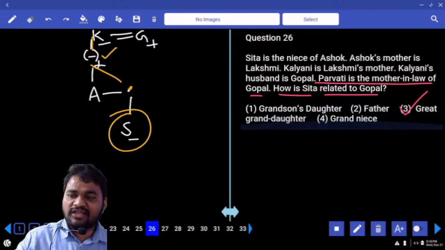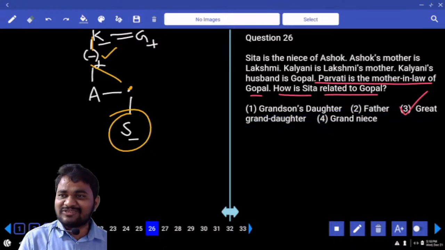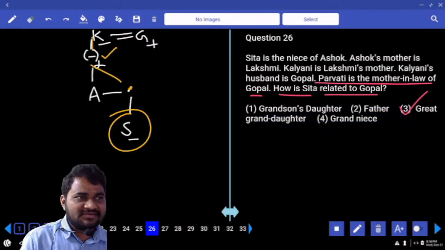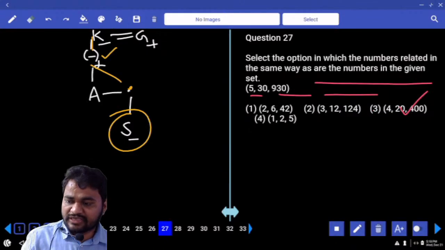There is only one option that starts with great, so that is the right answer. Great granddaughter.